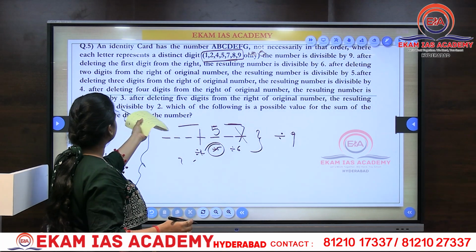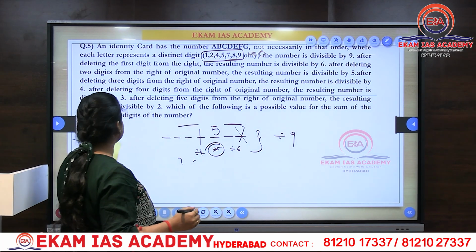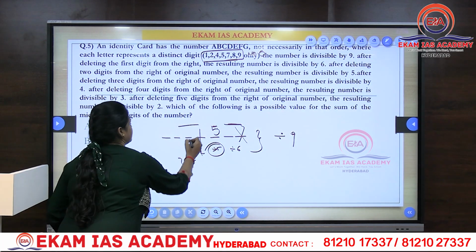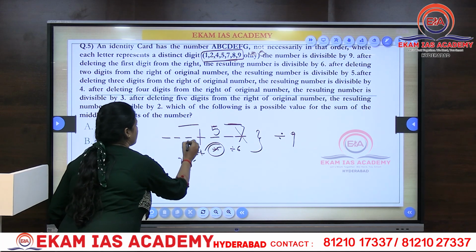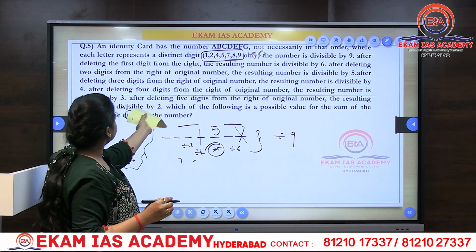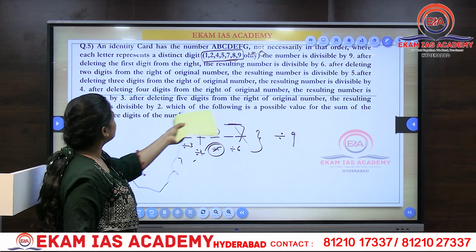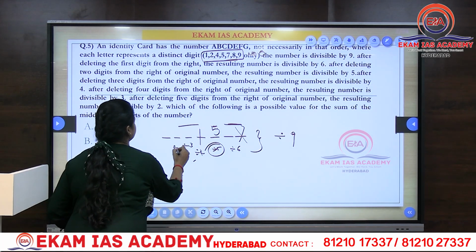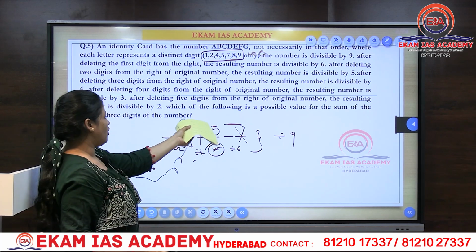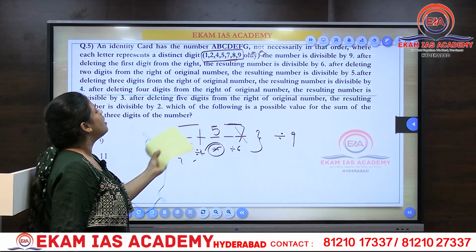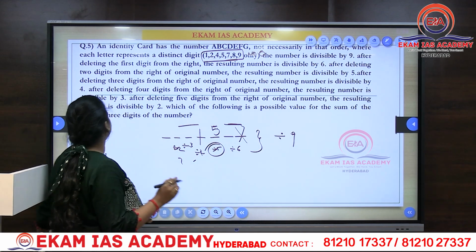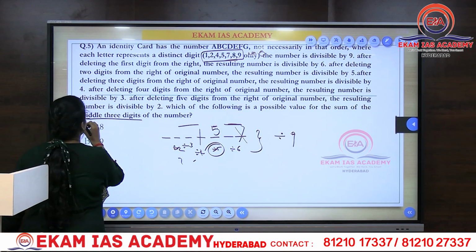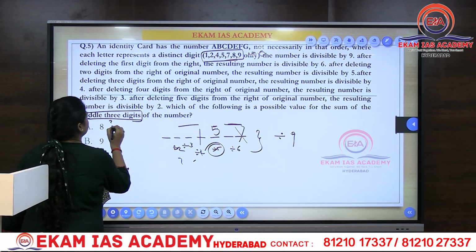After deleting 4 digits from the right of the original number, the resulting number is divisible by 3. Then, after deleting 5 digits from the right of the original number, the resulting number is divisible by 2. Which of the following is a possible value for the sum of the middle 3 digits of the number?